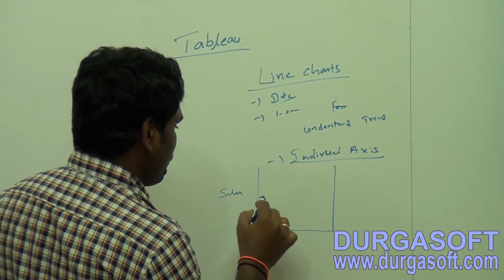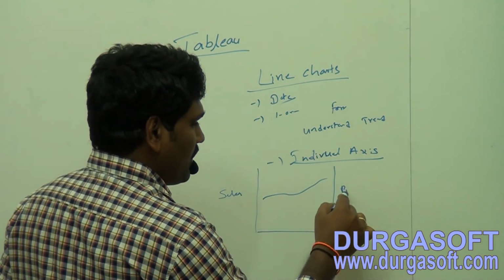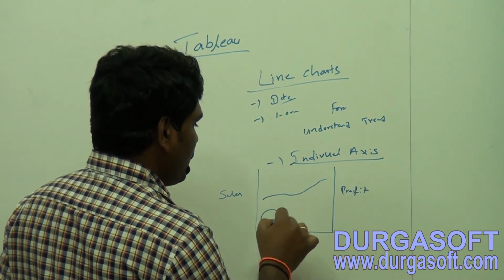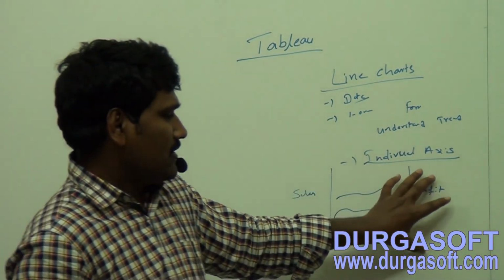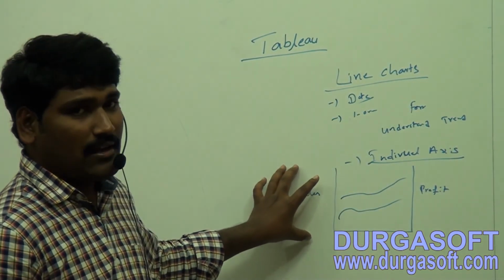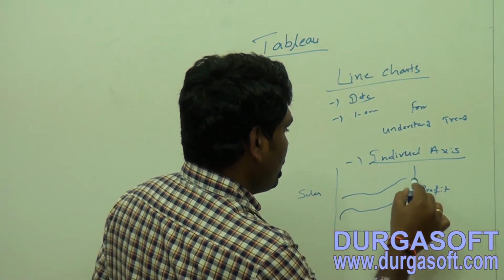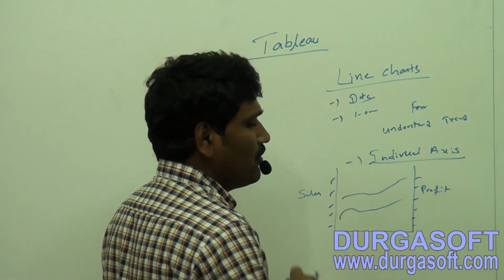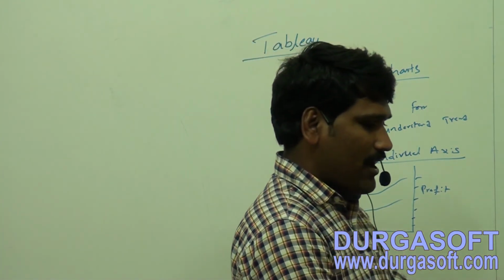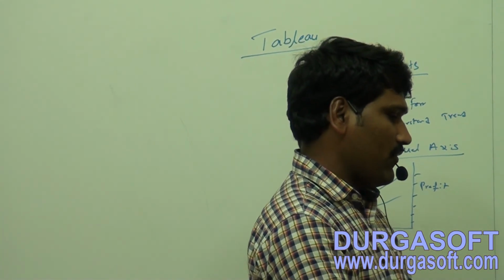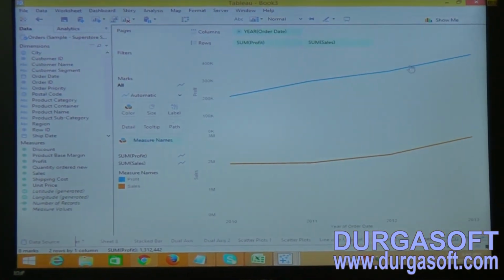This is about sales information. It is showing in one line, and where we have some other data like profit, it is representing in some other line. That means it is representing two axes, or we can also say these dual lines, by using different scales on the two measures. That means this sales scale is different and the profit scale is different. This is the way to represent the data in the dual lines.